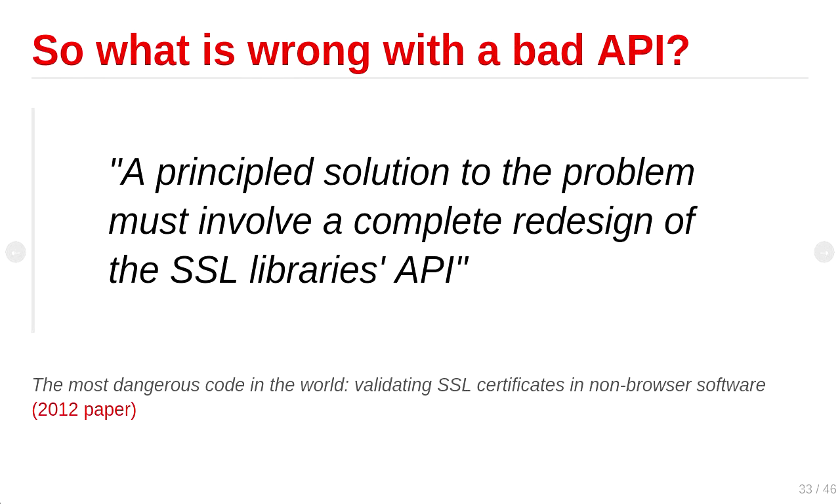There's an excellent paper from 2012 which was done by some researchers at Stanford, I think, and the University of Texas at Austin. It was titled The Most Dangerous Code in the World: Validating SSL Certificates in Non-Browser Software. They went through and pulled apart a whole bunch of libraries, looked at them and said, okay, this is dangerous. Why is it dangerous? They gave a bunch of recommendations, but the conclusion they arrived at was that a principled solution of the problem must involve a complete redesign of SSL libraries' API. It's an API problem. People can't figure out how to use it.